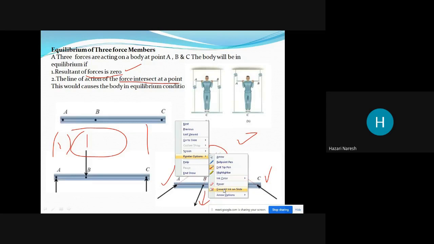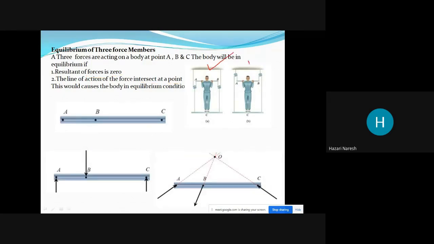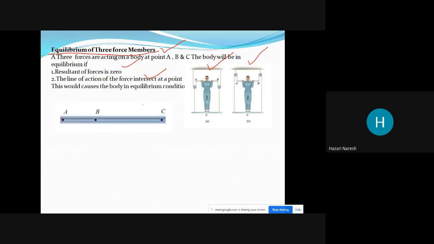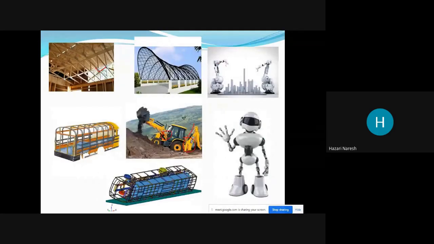Okay. Now if you see here, there are two conditions, moving up and down, lifting the object or lifting the man. This one and the reverse condition are also accepted here. So when the object satisfies these two conditions, then we can say that the three force members are in equilibrium condition. Okay. Now, till now we have understood that all these structural parts must satisfy either two force members or three force members.